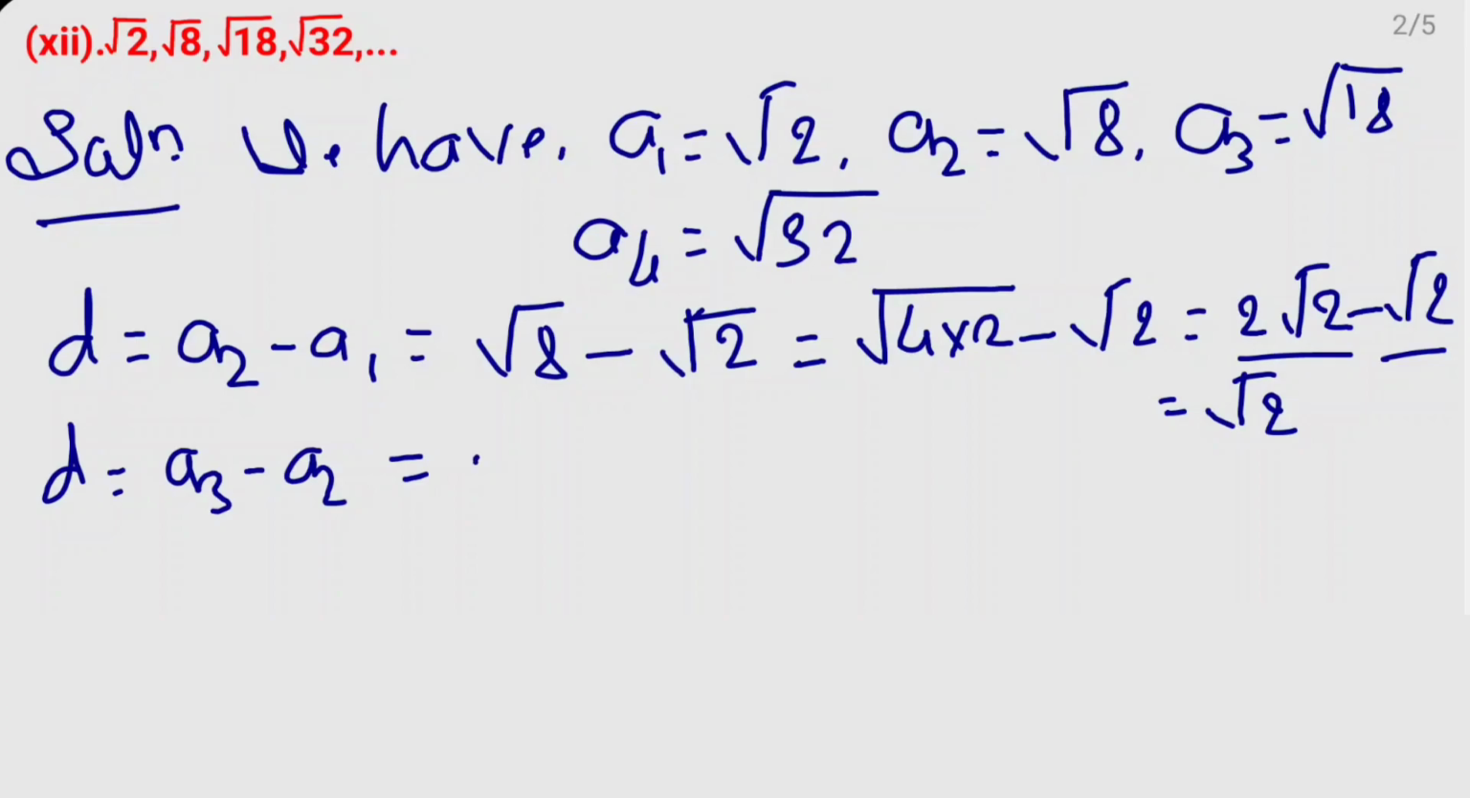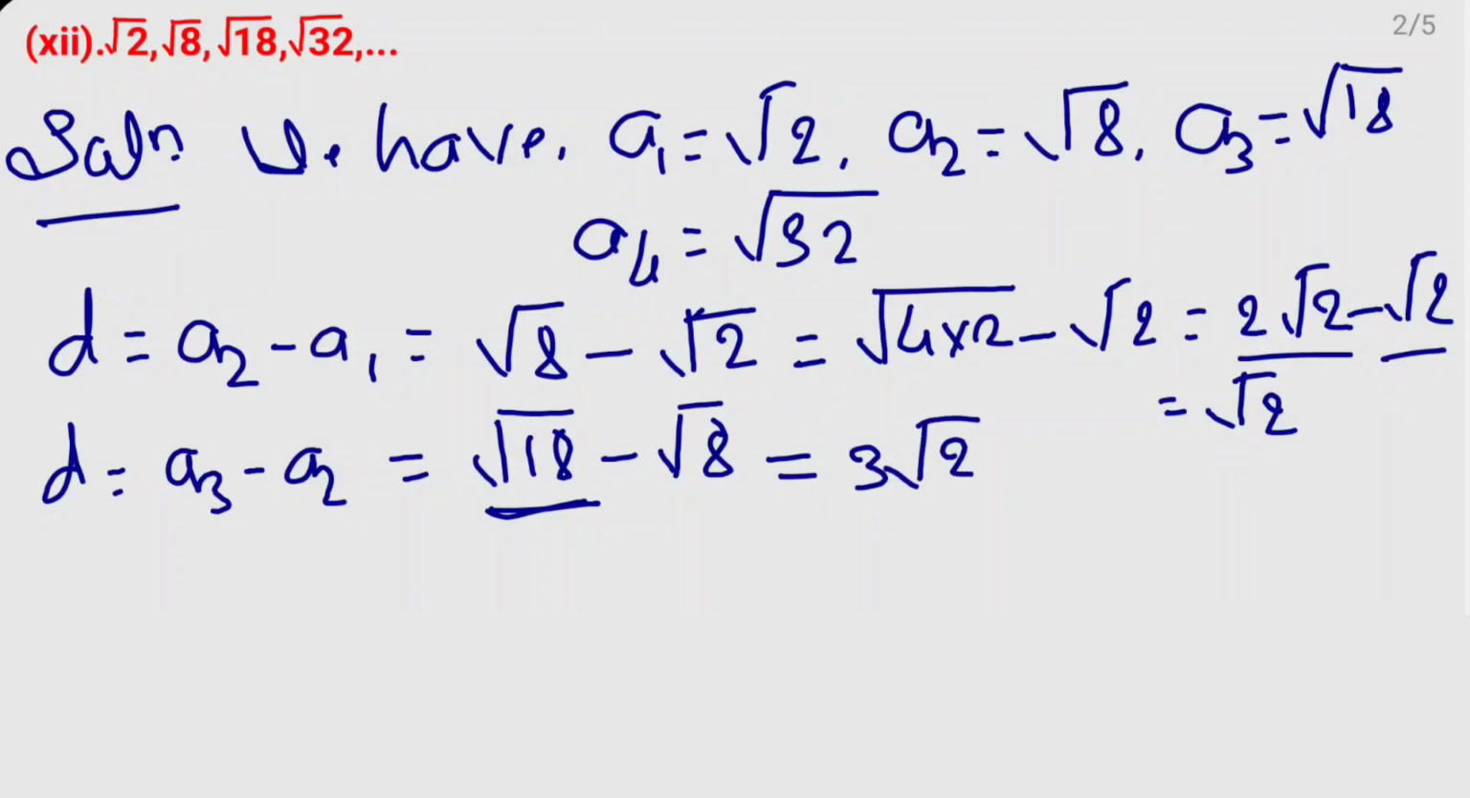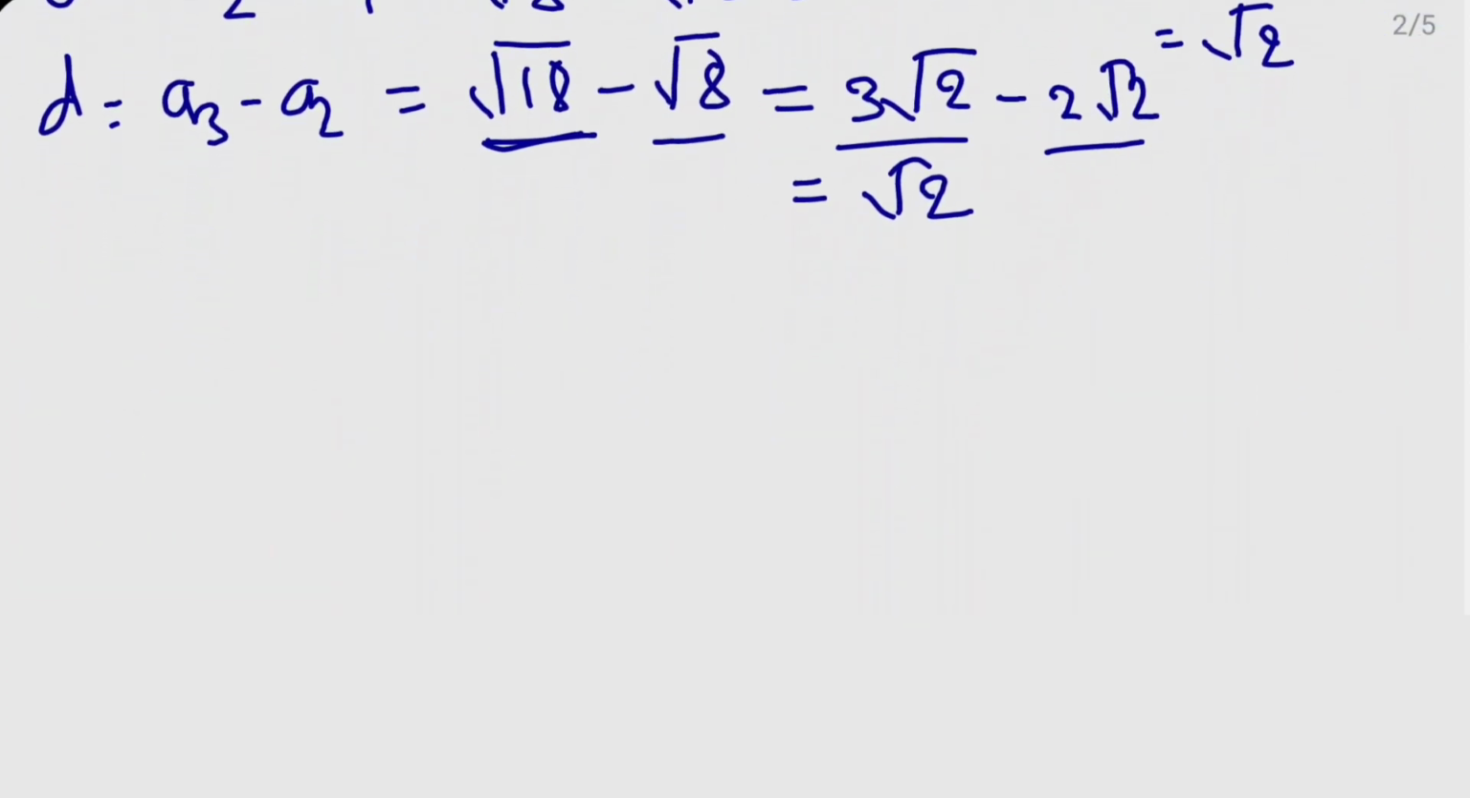And now d is a3 minus a2. a3 is root 18 minus a2 is root 8. Here root 18 we can write as 3 root 2, and minus root 8 we can write as 2 root 2. So 3 root 2 minus 2 root 2 is root 2. Is it clear?